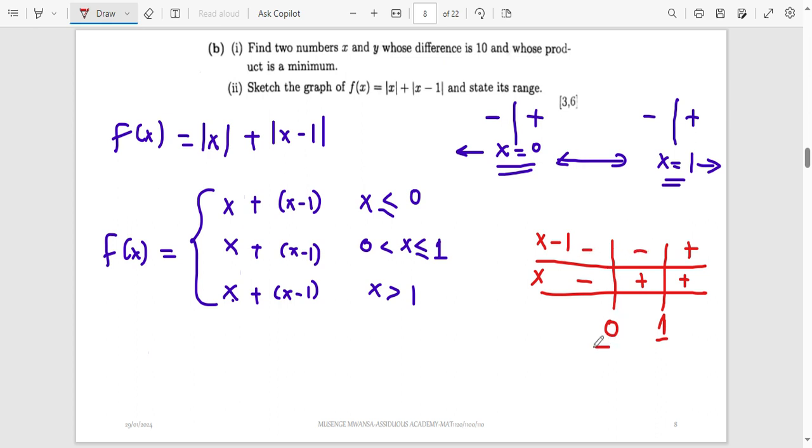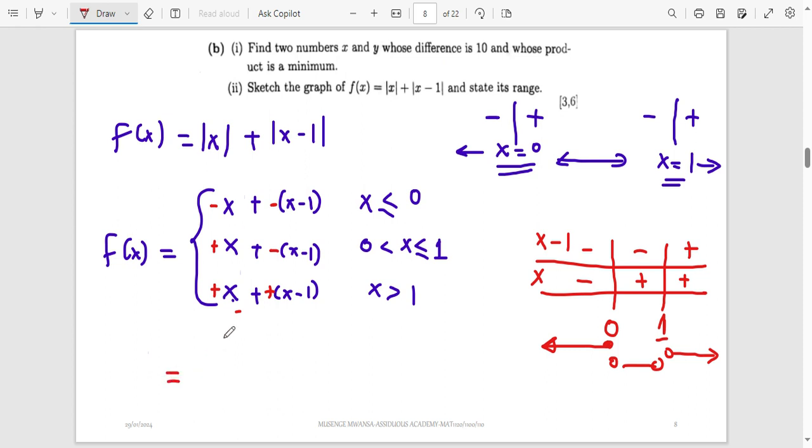So we are now talking about values of x less than 0. You can see for values of x less than 0, x is supposed to be negative, x minus 1 is also supposed to be negative. So I'm going to attach a negative here and a negative here when x is less than 0. For values of x between 0 and 1, x is positive but x minus 1 is negative. So for x, I'll put a positive, x minus 1, I'll put a negative. Above 1, both factors are positive. Positive, positive.